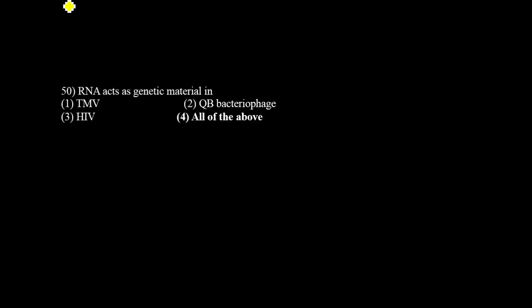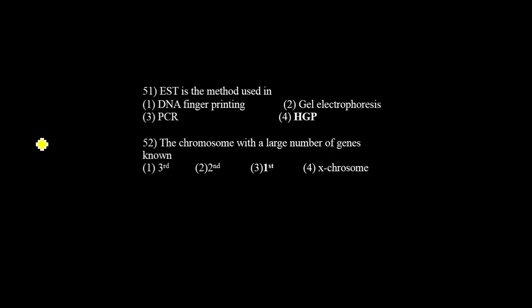Question number 50. RNA acts as genetic material in... See, RNA acts as genetic material in TMV, HIV and bacteriophage. All these three are viruses, they contain RNA as their genetic material.